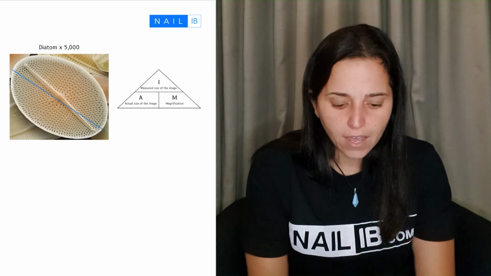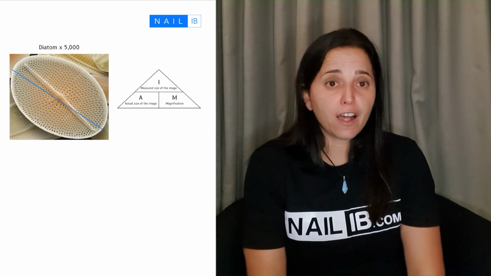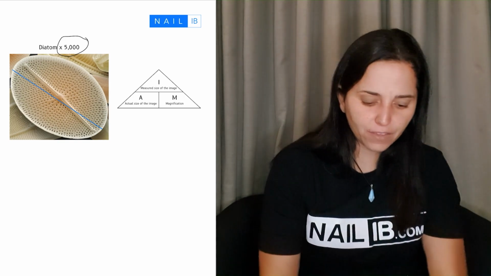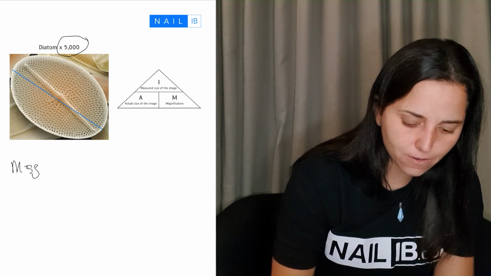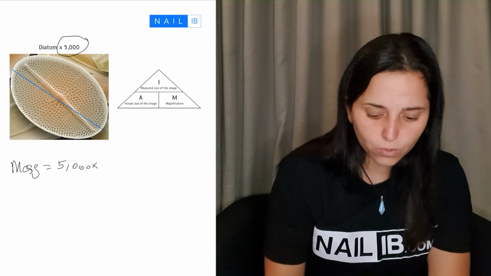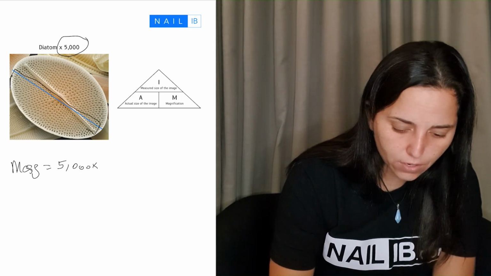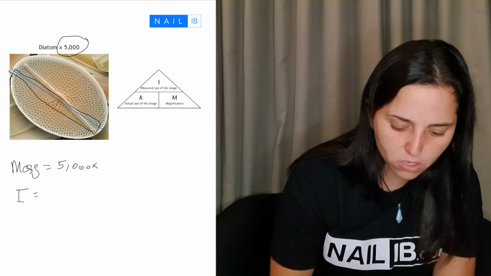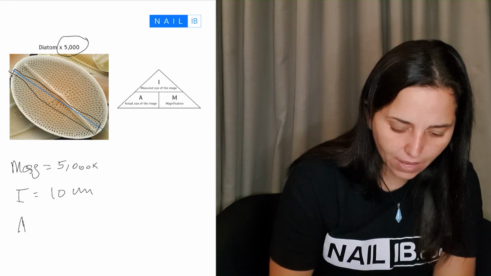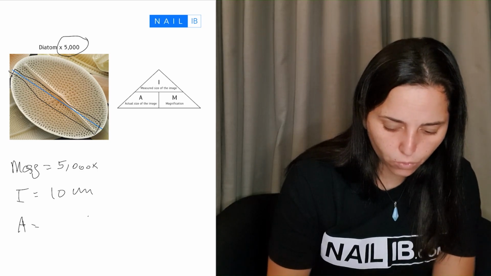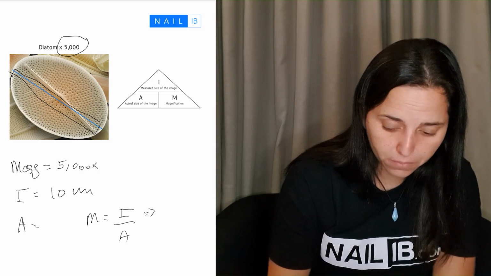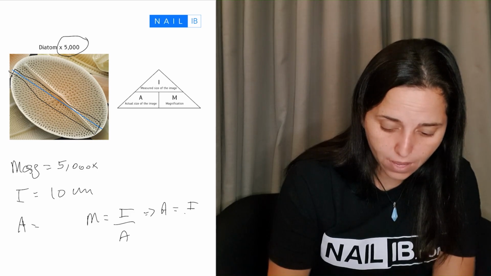This one right here, again, has a different value. They actually gave you the X. When they give you a number with the X, that is the magnification. So the magnification here is 5000X. You get the ruler, put it right here, and measure this, and you can say that the image is, I'm going to put 10 centimeters again, and then they want to find the actual size. Again, the magnification is equal to image over actual size. So if you flip this, it will be A equals I over M.